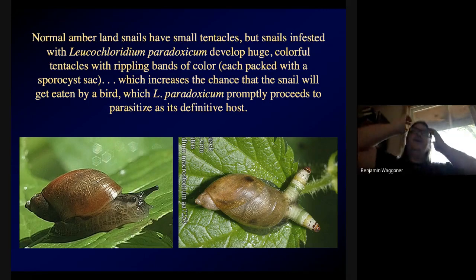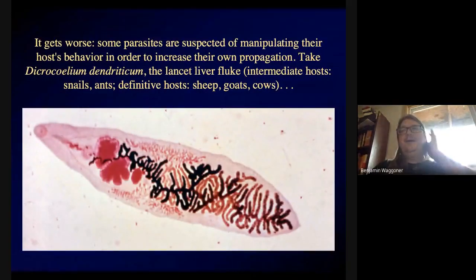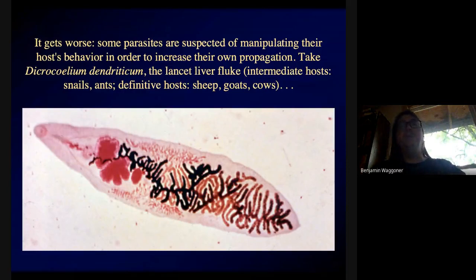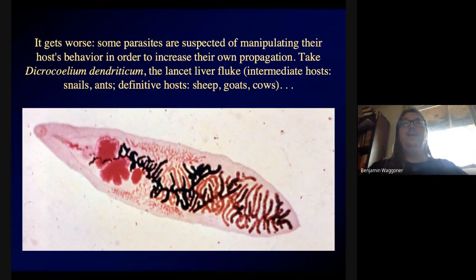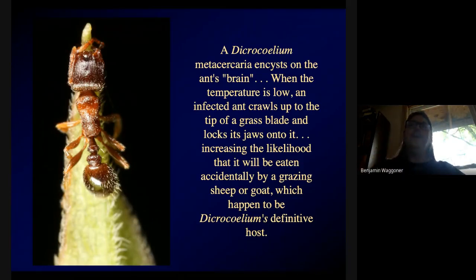There's even flukes that manipulate host behavior. This is the lancet liver fluke. This is another one that is capable of parasitizing people. They'll go through the usual stages of life cycle in snails. When the cercaria come out, they'll penetrate into ants, and a metacercaria of Dicrocoelium forms a cyst on the ant's nerve center, on the ant's brain, we'll call it that.